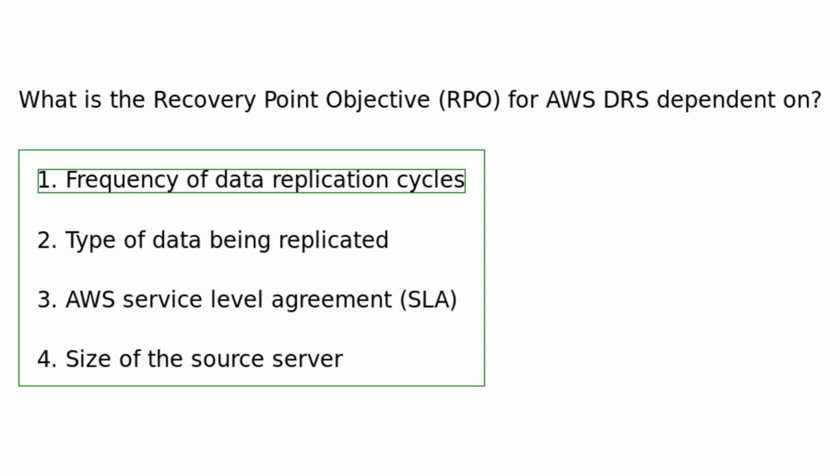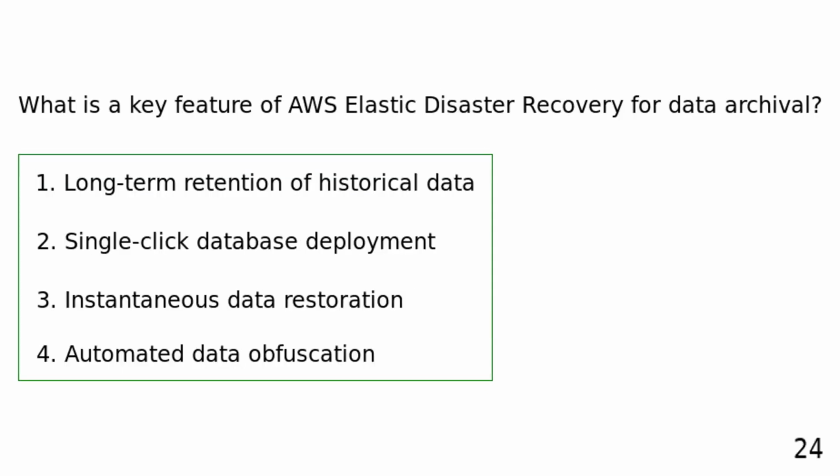The RPO for AWS DRS depends on the frequency of data replication cycles. Users can configure replication cycles to meet their specific RPO requirements. What is a key feature of AWS Elastic Disaster Recovery for data archival? Long-term retention of historical data. Single-click database deployment. Instantaneous data restoration. Automated data obfuscation.